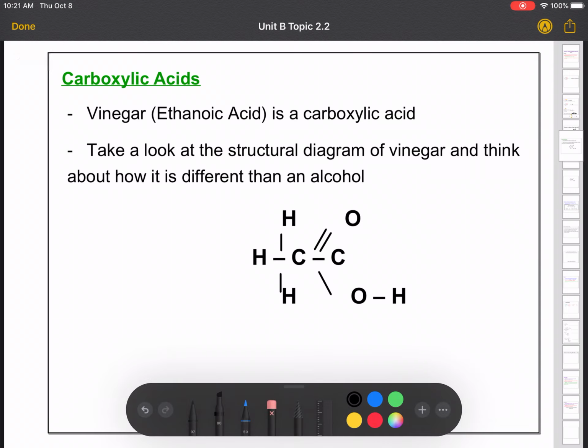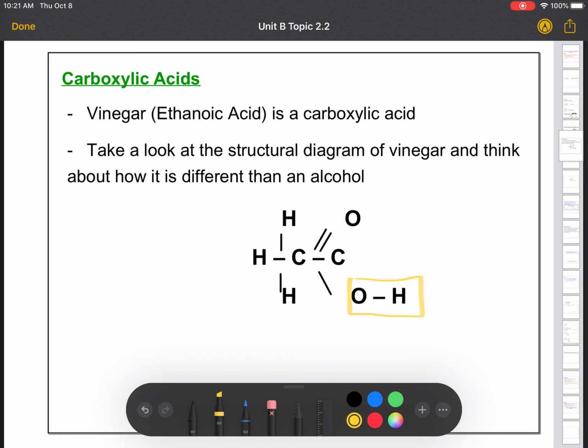So we're moving on to carboxylic acids. It says vinegar or ethanoic acid is a carboxylic acid. This is one that you would know in your everyday life. Take a look at the structural diagram of vinegar and think about how it's different than an alcohol. So when we look at an alcohol, we always see OH, that means that it's an alcohol.